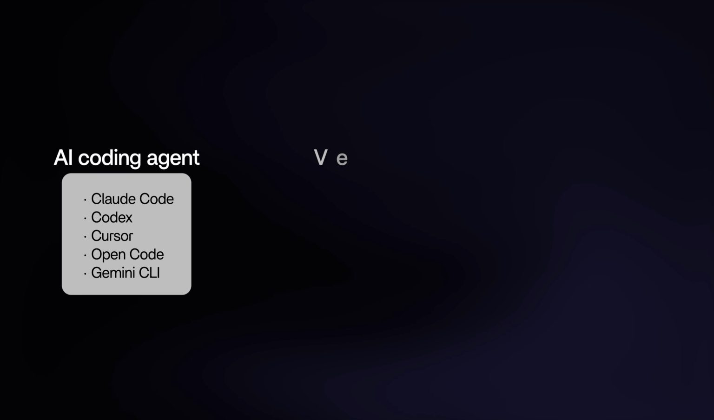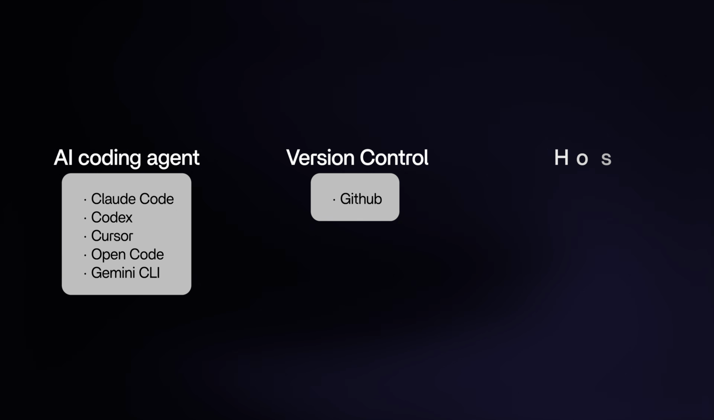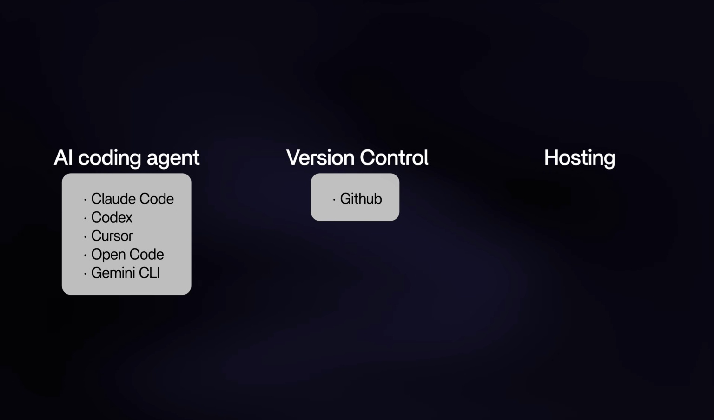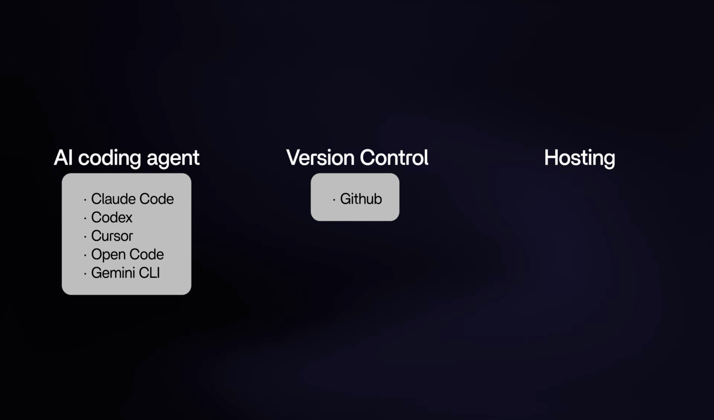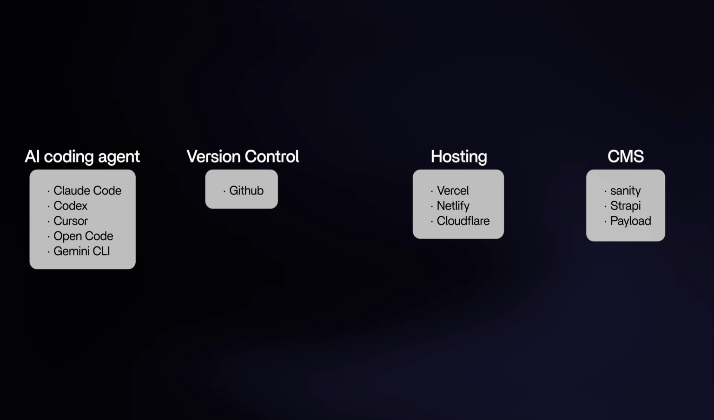Then you need something for version control, and look, just use GitHub. There is no real alternative to GitHub. Then you have hosting, how you actually get your product or site live on the internet. For example, you have Vercel, Netlify, and Cloudflare. All are great, but have slightly different strengths. And the beauty of DevTools is that you can use certain ones on certain projects. And then there's the CMS if you need one. I personally use Sanity, but I've heard great things about Strapi and Payload as well.